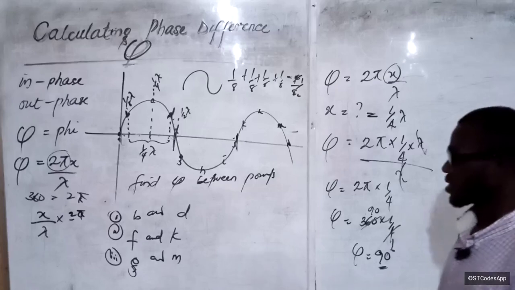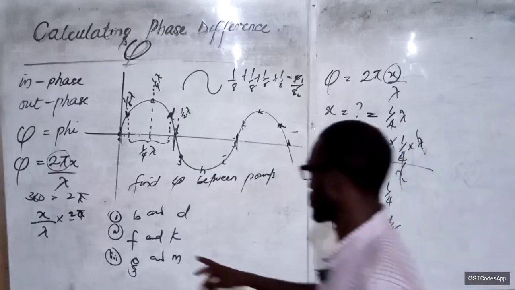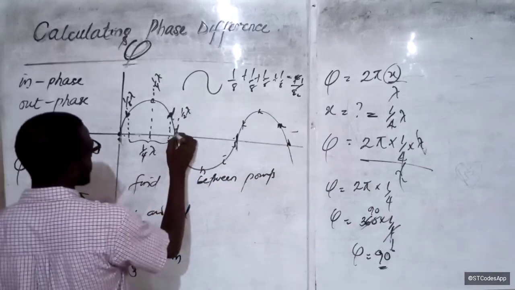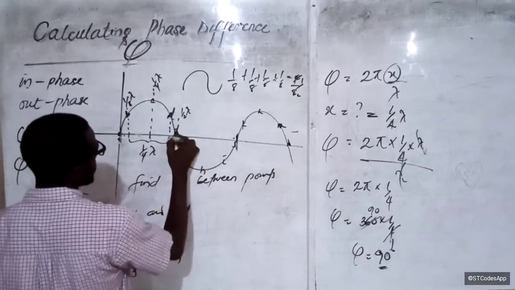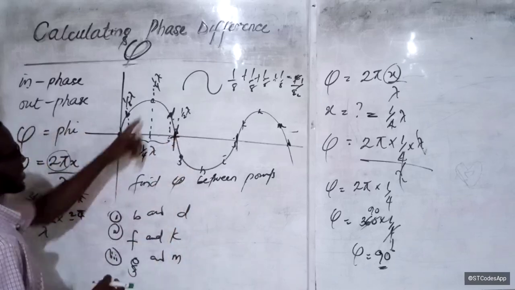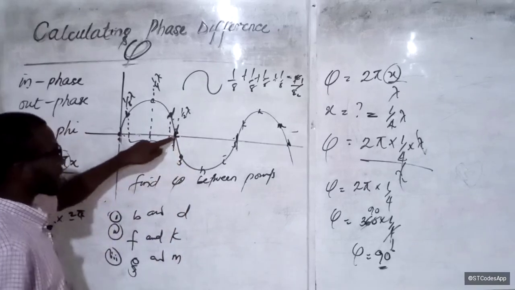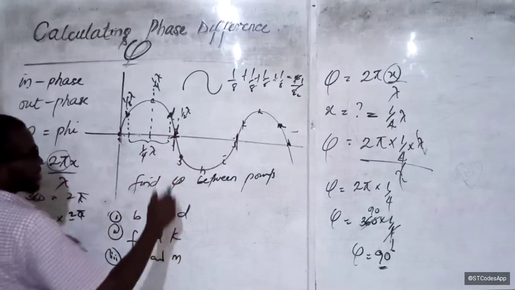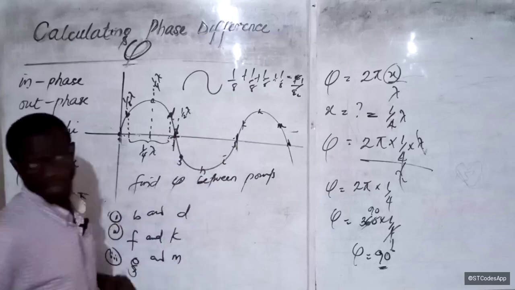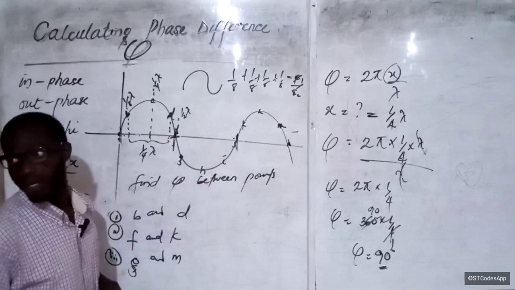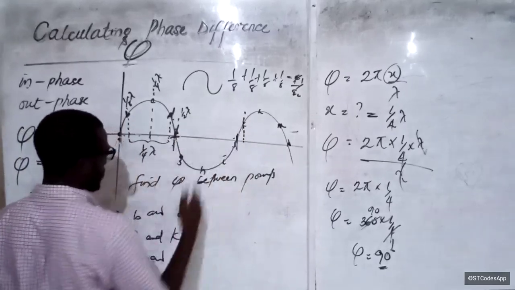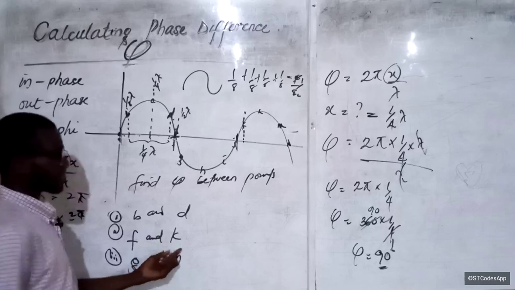Now, the second one, which says F and K. So from F, this is F, A, B, C, D, E, O. I skipped. So A, B, C, D, E. Anyways, this is my F and this is K. So from here to here, Jeremiah, are you done? From F to K, we want to calculate the phase difference.